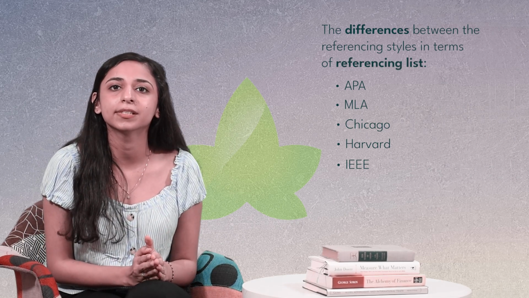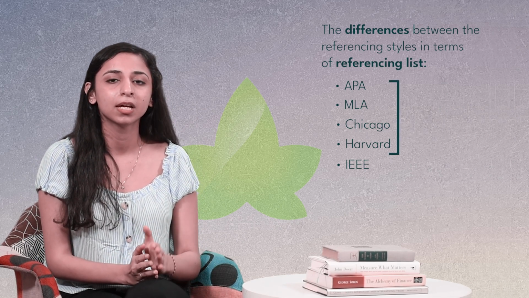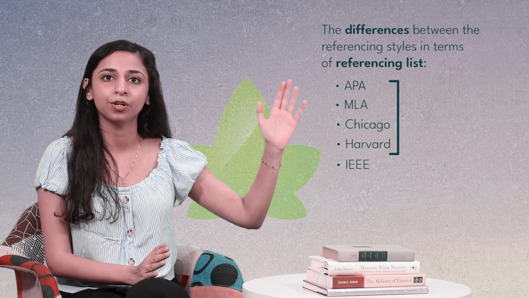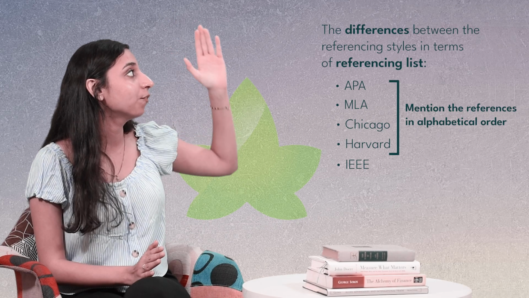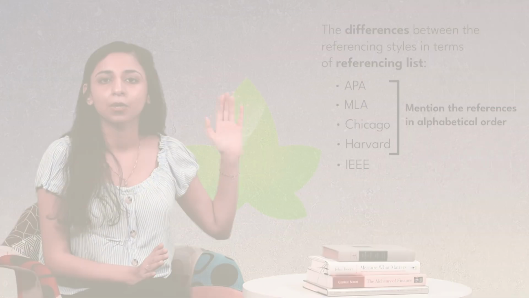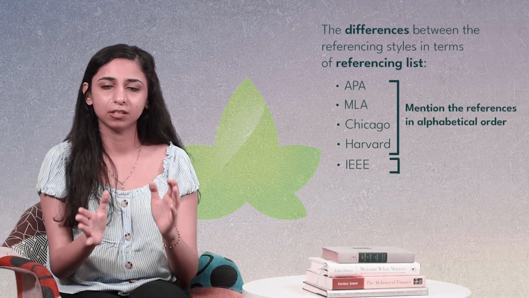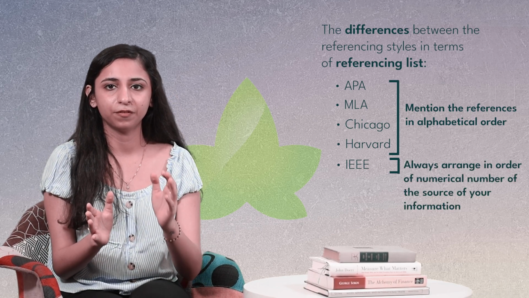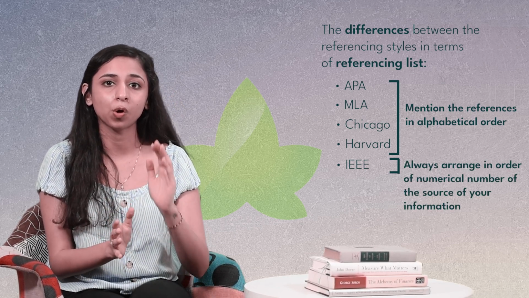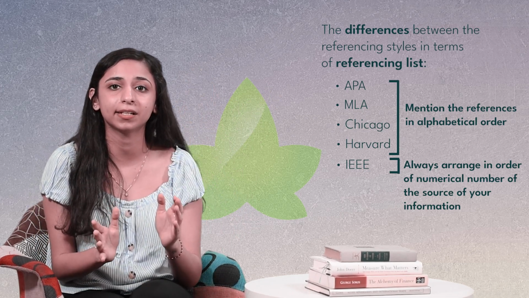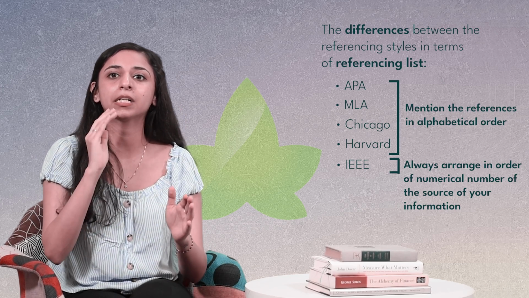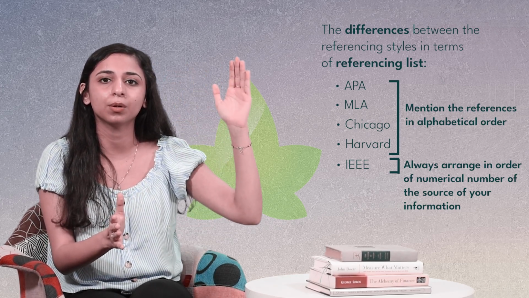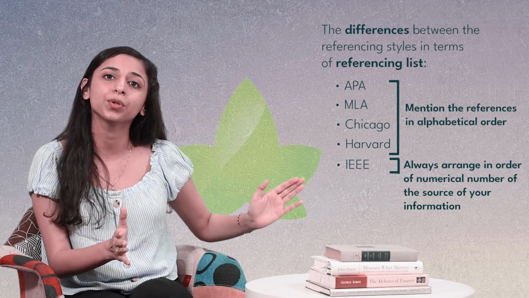Now let's discuss the referencing list. In referencing list, in APA, MLA, Harvard and Chicago, you always mention the references in alphabetical order. Whereas in the referencing list, the IEEE references should be arranged in the order of appearance of the in-text citation and not in an alphabetical order, beginning with and continuing in an ascending numerical value from the lowest number to the highest.